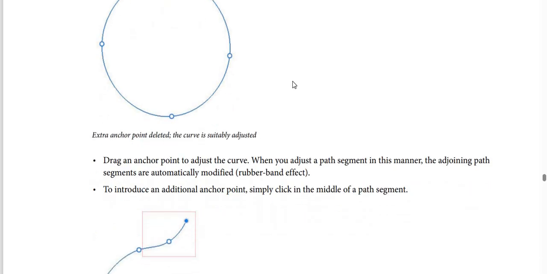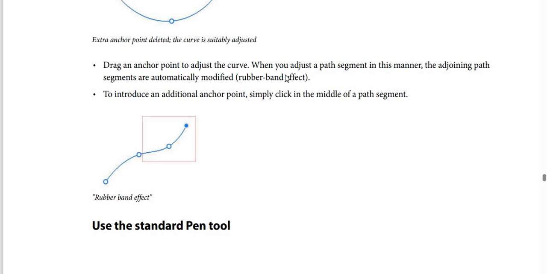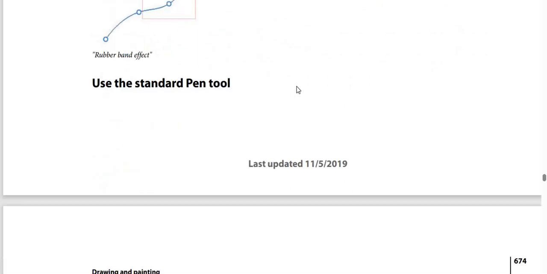Then drag an anchor point to adjust the curve. When you adjust a path segment in this manner, the adjoining path segments are automatically modified, with a rubber band effect. After that, to introduce an additional anchor point, simply click in the middle of a path segment, like in the next screenshot. The next image now: the rubber band effect.